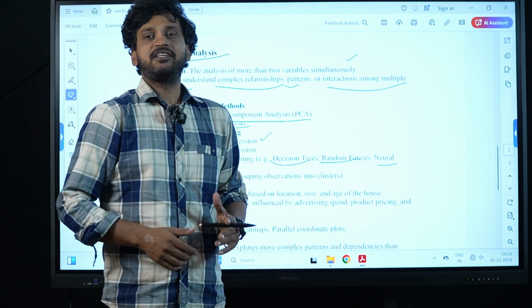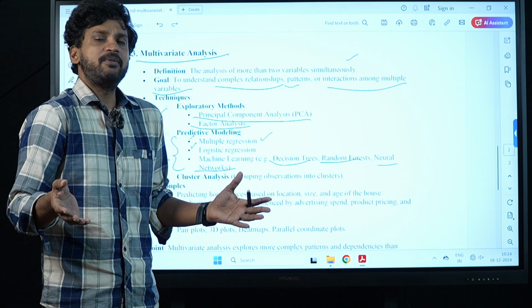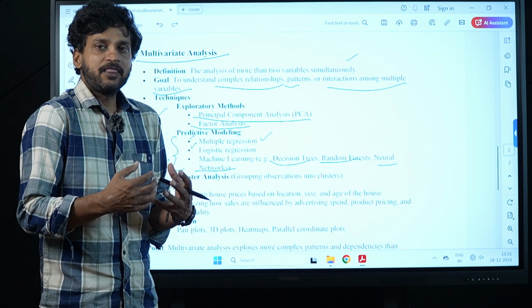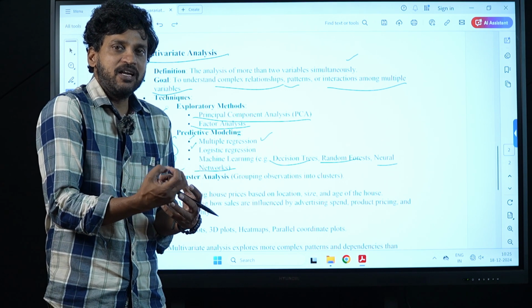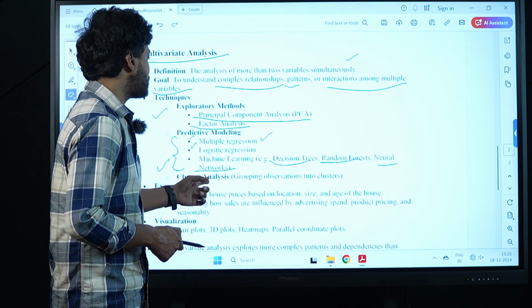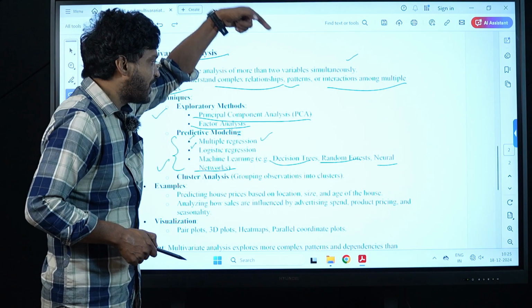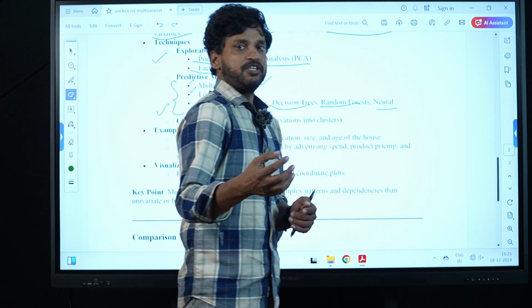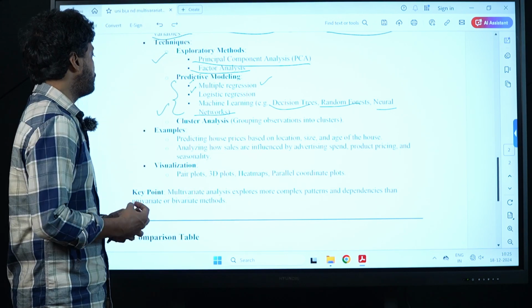Right after clustering, I will be able to analyze, because when you group similar variables together, identifying the relationship would be very, very easy, right? That is called cluster analysis, grouping observations into clusters. Right after clustering this, there will be observations. The observations will also be grouped together.